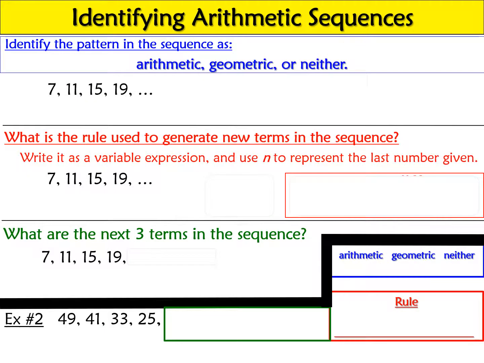Hi, this is Mr. Hood, and we're going to look at some characteristics that help identify arithmetic sequences. Let's take a look at that first pattern of numbers: 7, 11, 15, and 19.